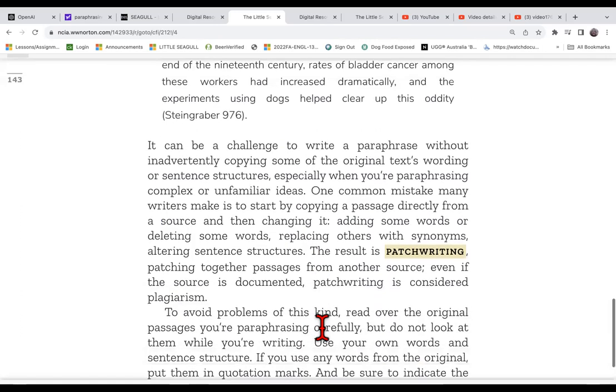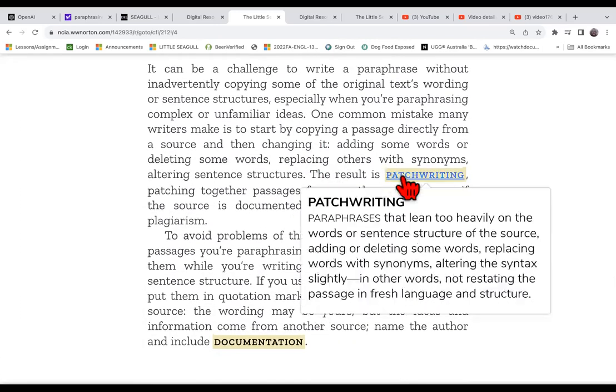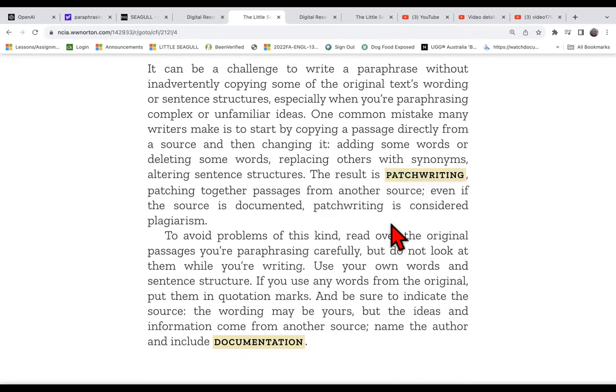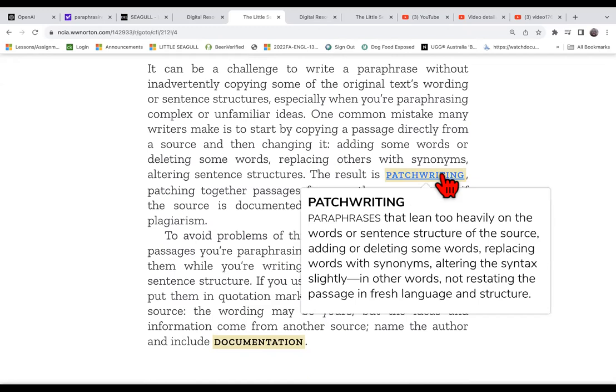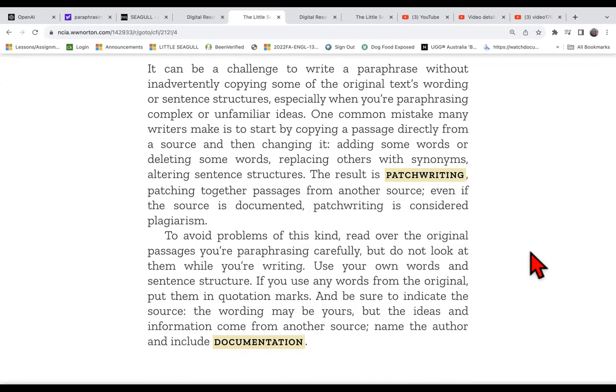After patch writing, we're going to look at what patch writing really is, and it shows you more things there if you want to look at that. Patching together passages from another source. Even if the source is documented, patch writing is considered plagiarism.